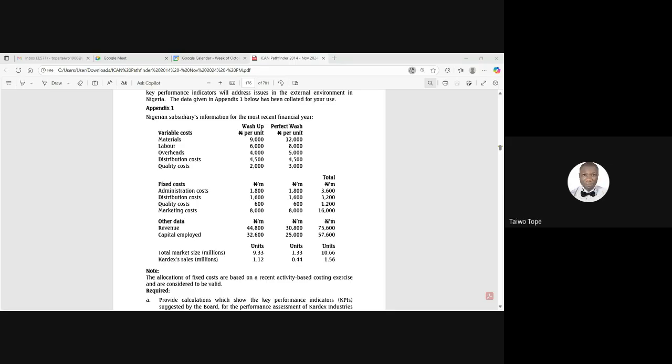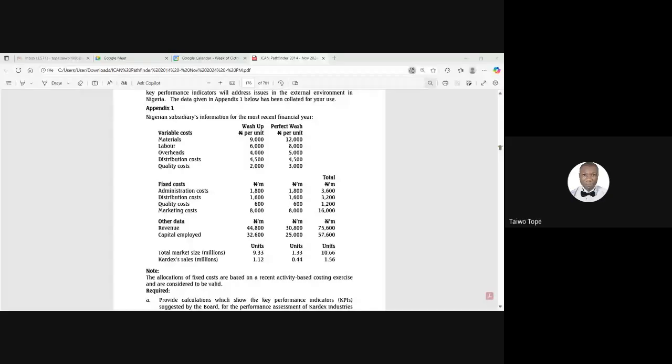So it's not something difficult. So as you've said, to determine your profit, your revenue for workshop is what? From the question, revenue for workshop is what? 44,800. Fine, you write it out. Calculation of performance indicators. Number 1, profit. Workshop, perfect wash. Revenue for workshop is 44,800. For perfect wash is 30,800.